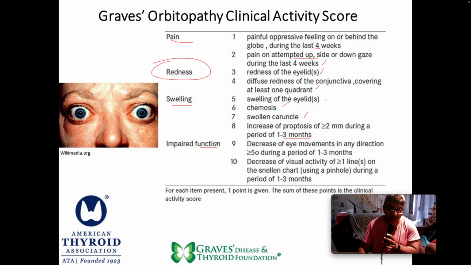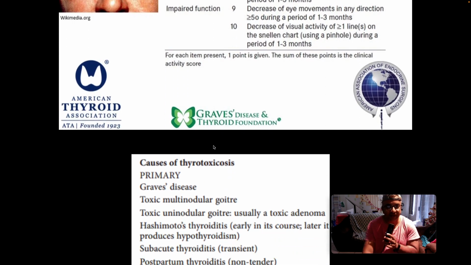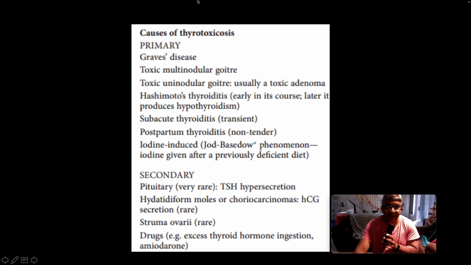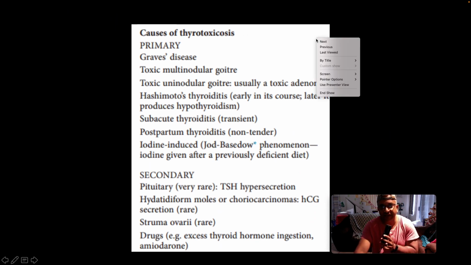Remember that a composite score of 3 or more means you probably want to use steroids in this patient. 2 or less can be managed conservatively. Okay, guys, the causes of thyrotoxicosis, I have an entire video dedicated to this topic. I encourage you to have a look at that.